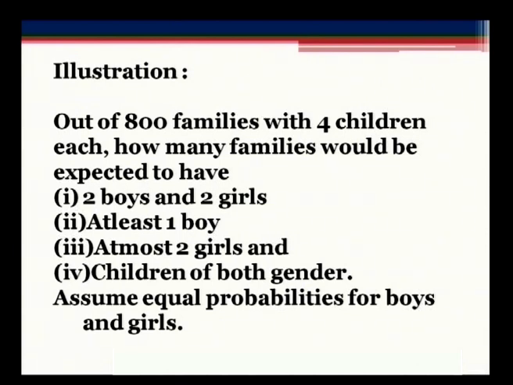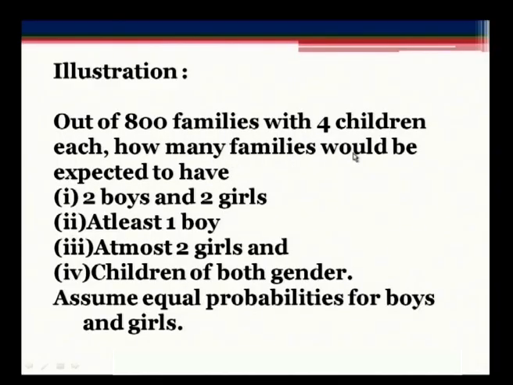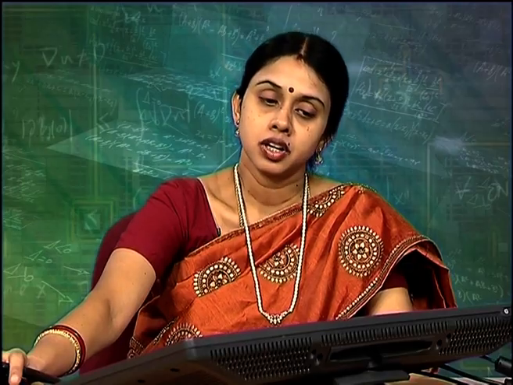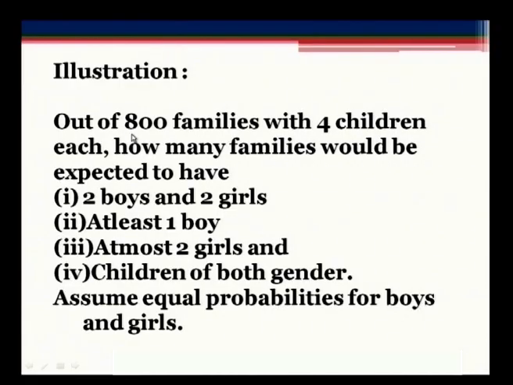Out of 800 families with 4 children each, how many families would be expected to have 2 boys and 2 girls? Here the question is not finding the probability. Here you have to find the number of families that is expected to have 2 boys and 2 girls. For finding the number of families, you must find the probability, and the probability you multiply with the frequency, here 800. You can see there are two numbers, one is 800, another one is 4.